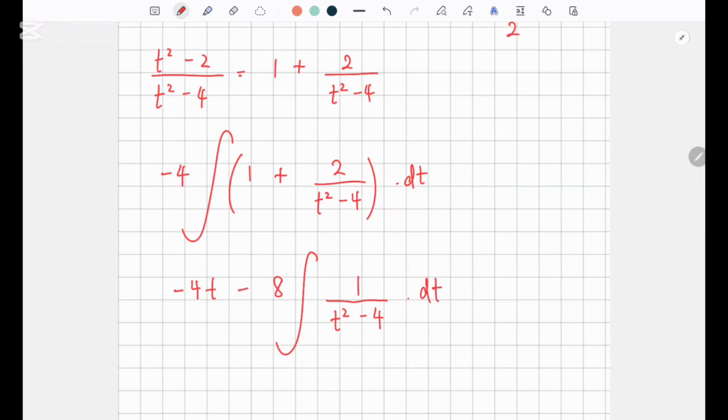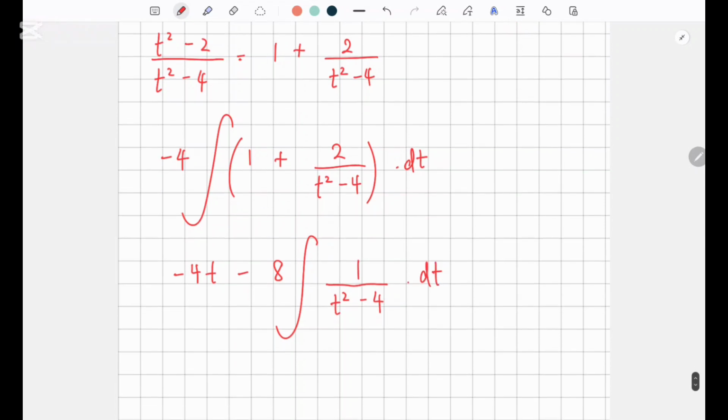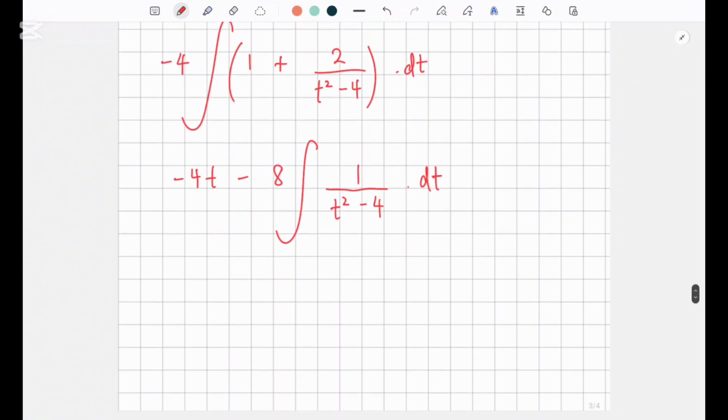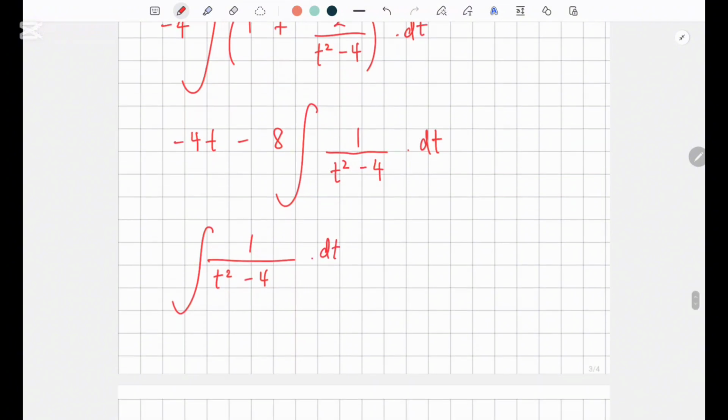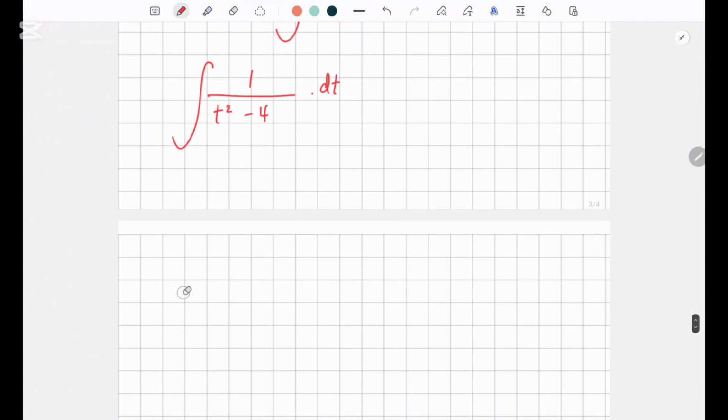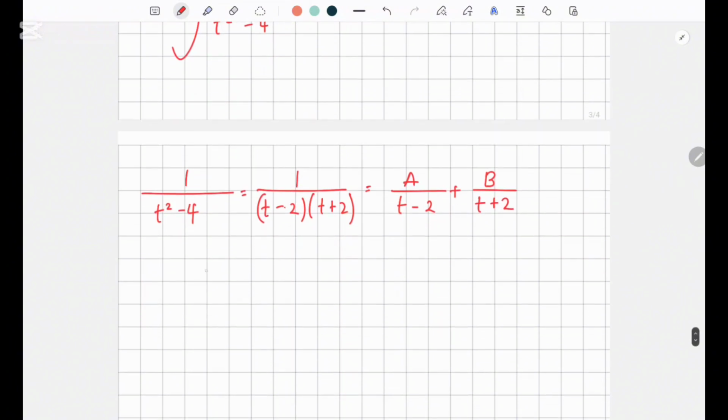This is what you have to integrate now, right? You can see it's easy. And now what you do is, let's leave the other terms aside and just focus on this integration. So what's that? This you can convert into a partial fraction, right? So you can write 1 over t squared minus 4 equals 1 over (t minus 2)(t plus 2) equals a over t minus 2 plus b over t plus 2, right? So, meaning 1 equals a(t plus 2) plus b(t minus 2), right?